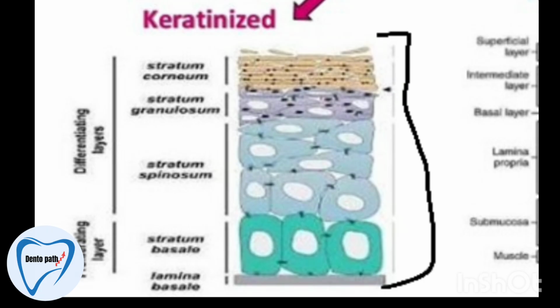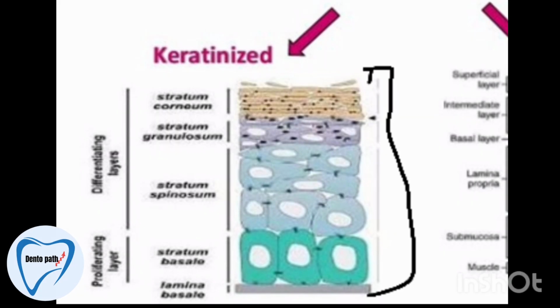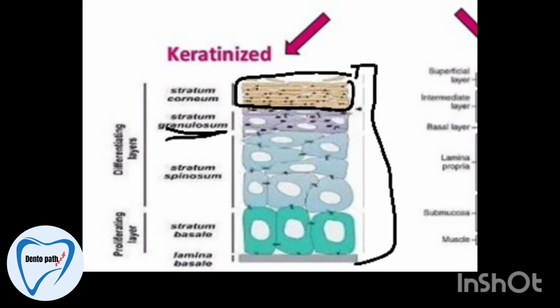So the epithelium can be keratinized, parakeratinized or non-keratinized. In keratinized epithelium, the complete keratinization process leads to an orthokeratinized structure where there are no nuclei in the stratum corneum and a well-defined stratum granulosum is seen. In the stratum corneum we do not see any nuclei. This is orthokeratinized.